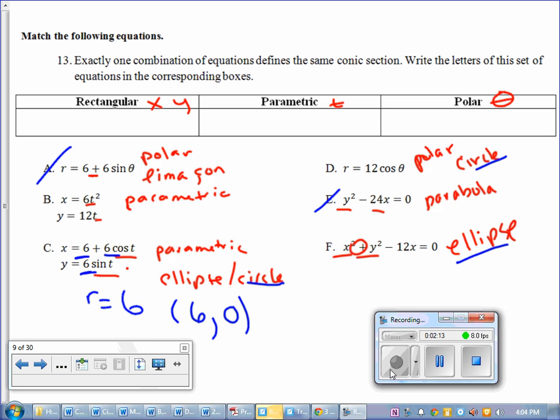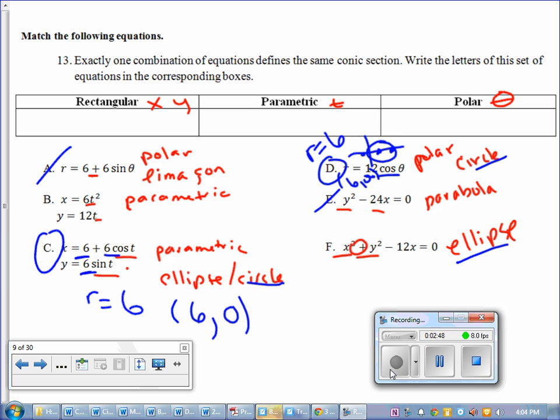Now let's check D. Because it says cosine, this is a horizontally oriented circle. If I have a polar graph, it's going to look like this. The furthest point out from the pole is 12. And because it's touching the pole, the furthest point out is the diameter. So this has a diameter of 12, which means it has a radius of 6. And the center is halfway in between the 2 points. So the center is at 6, 0. So right now I see that C and D match.